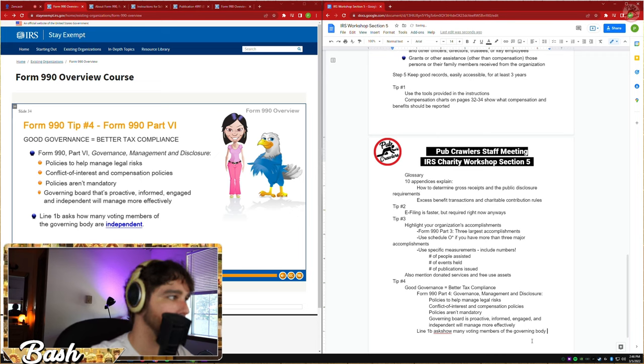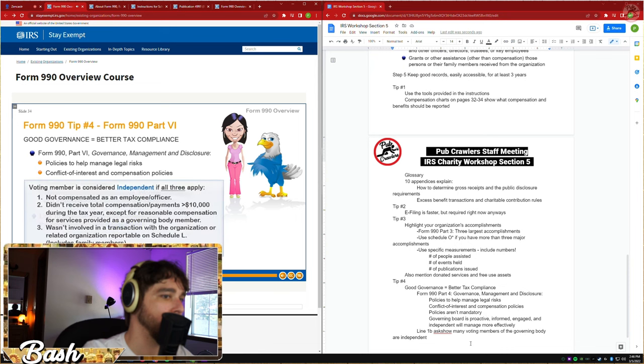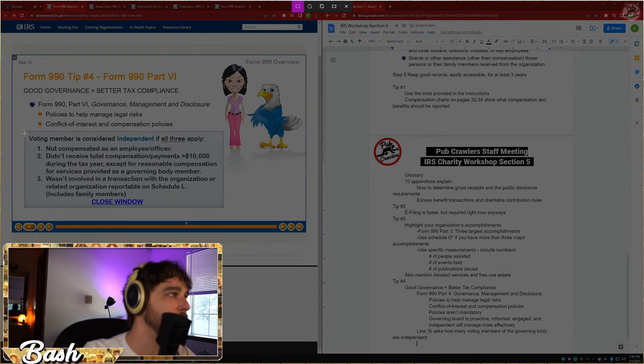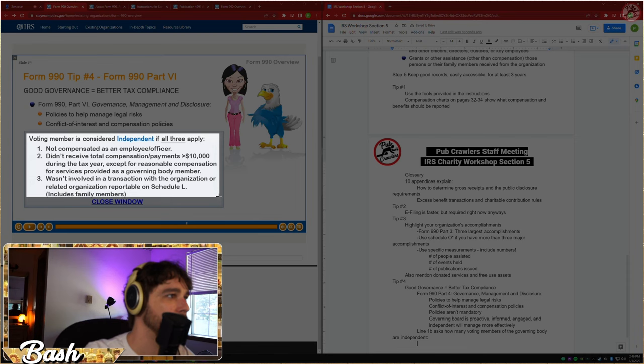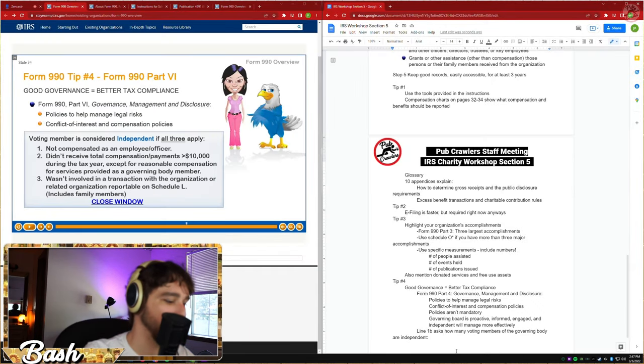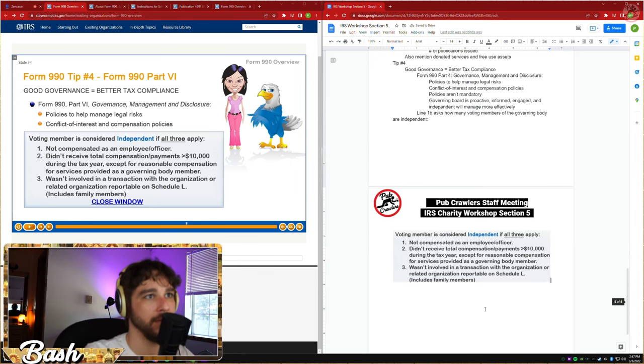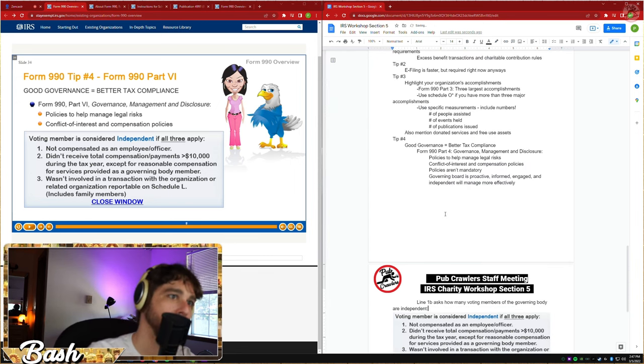Is that independent link, like a link to another document, or is that like a pop-up? I think that's what's popping up. Member is defined as being independent if he or she meets all three of the following conditions. Hey. I'm just going to snip that picture. There we go.